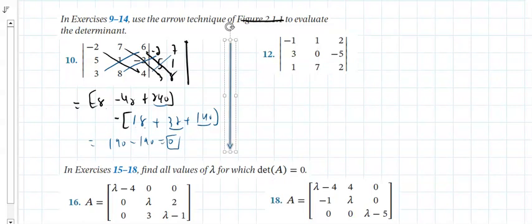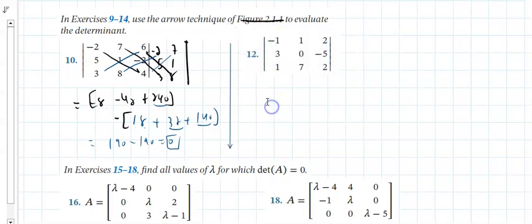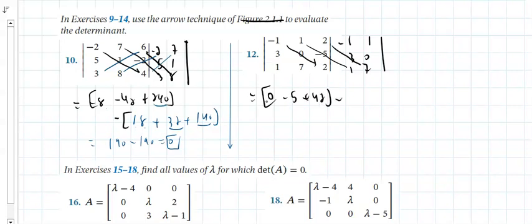If I do the same here, again, this is a good practice. For a 3 by 3, I would list the first 2 columns, negative 1 and 1, 3 and 0, 1 and 7. So the determinant will be the product of those, that's a 0. The product of those, that's minus 5. And the product of those is 42. Minus the product of those, that's also a 0. That's a positive 35. And that's plus 6. So we're looking at 42 minus 5, which is 37 minus 41. And here I'm looking at a negative 4 for the determinant.